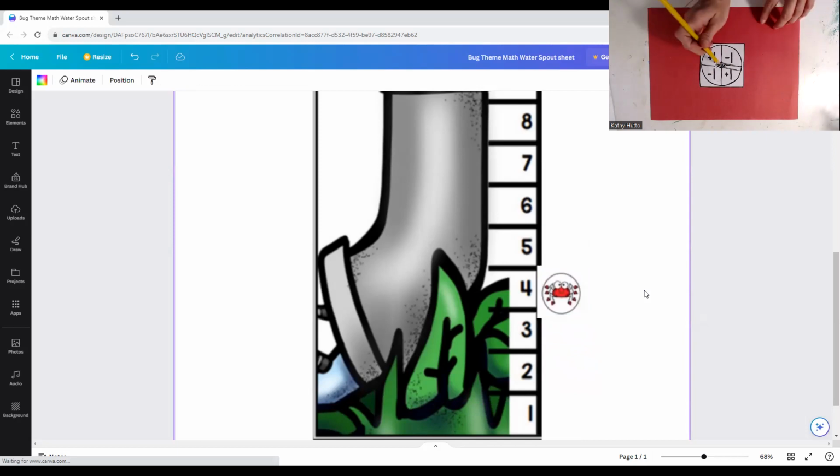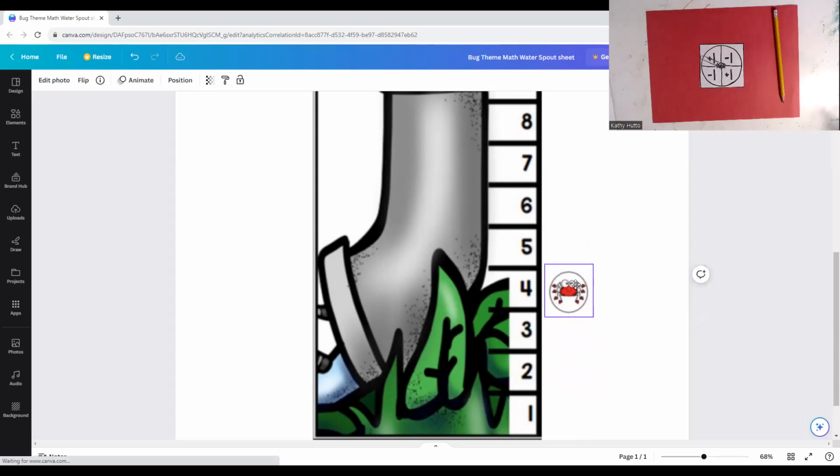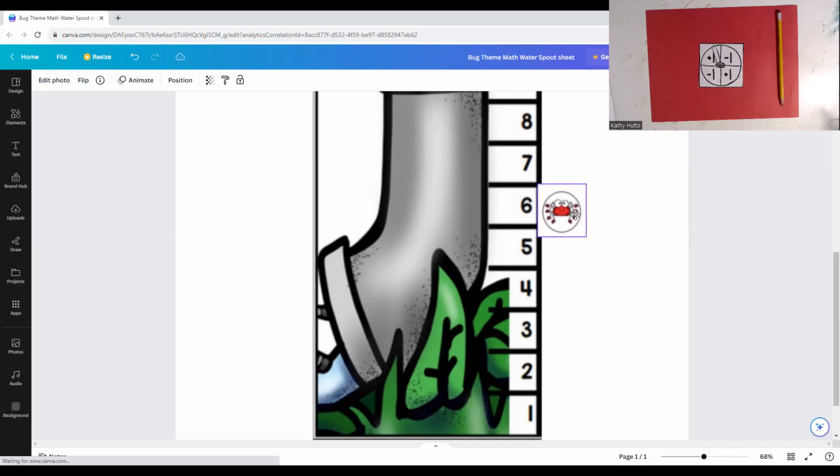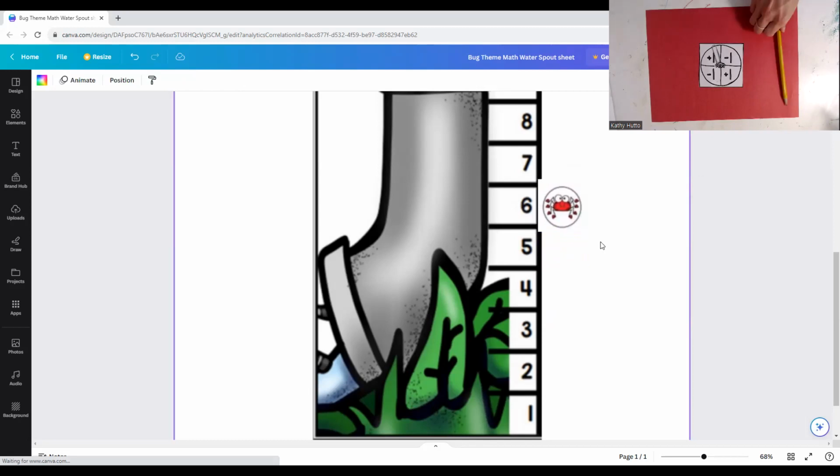Let's spin again. Plus 1. We're on plus 1. 4 plus 1 is 5. 4 plus 1 is 5. Good. Let's spin again. Let me give it a good spin. There we go. Oh, it's on plus 1 again. What is 5 plus 1? 5 plus 1 is 6. Good job. All right, let's spin.